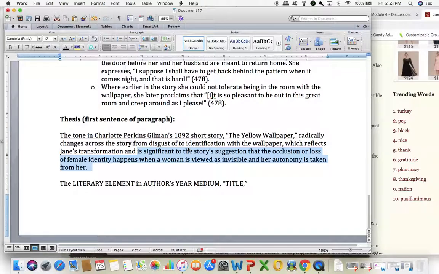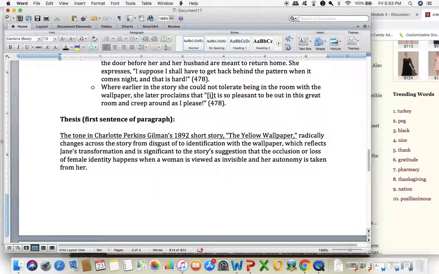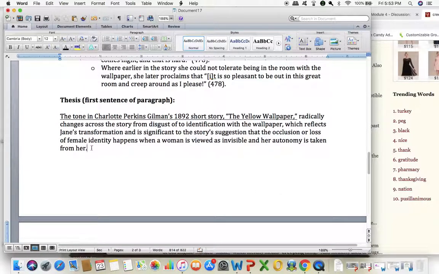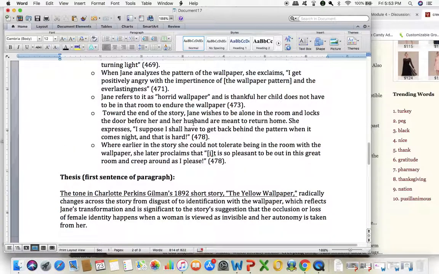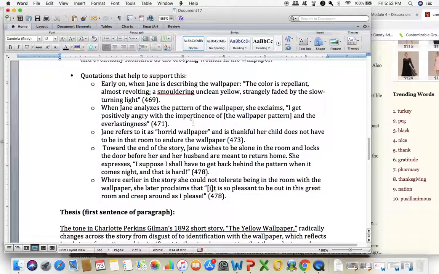And I can make that argument just by virtue of talking about the meaning of the word creep. So this is what you want to strive for in your topic sentence. And from here, if I were writing, I would almost go directly into the integration of evidence.